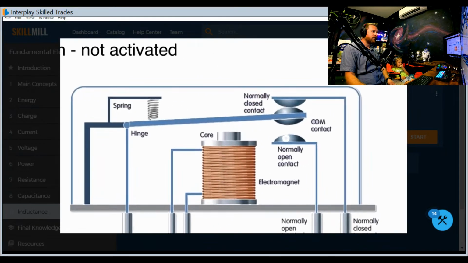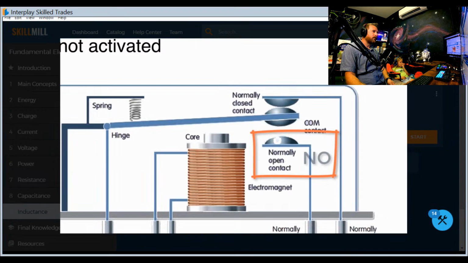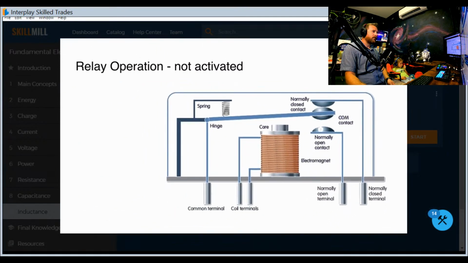This example has two contacts, one that is normally closed, or NC, and another that is normally open, or NO. So when the relay is at rest with no current in the coil circuit, then the spring holds the armature up against the NC contact and away from the NO, or the normally open contact. It just stays this way until current is applied to the coil terminals.